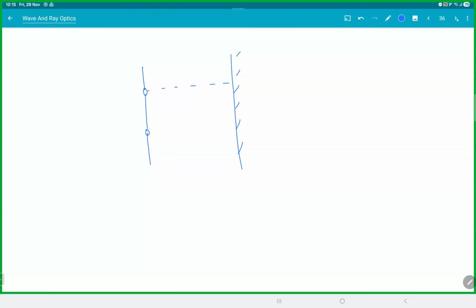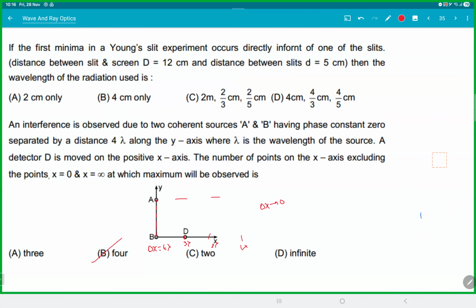Small d is how much? 5 centimeters. This is only 12 centimeters. This is not small. You're right. So when I go here, what is the path difference? This guy will have a path difference of 12, and this guy will go root of 12 square plus 5 square, 13. This is wrong, everyone. I did wrong. Your D is comparable. That's what I was thinking, why it got repeated. D is comparable to small d.